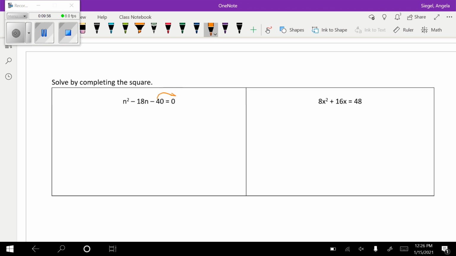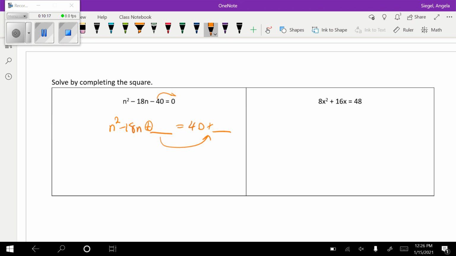So I'm going to move this 40 over because I don't want it. So I have n squared minus 18n plus something. I want a special number there, I just don't want it to be 40. Whatever I do on this side, I have to do on this side. So that's why I'm going to set that up. This is always plus, and I'll explain that later.